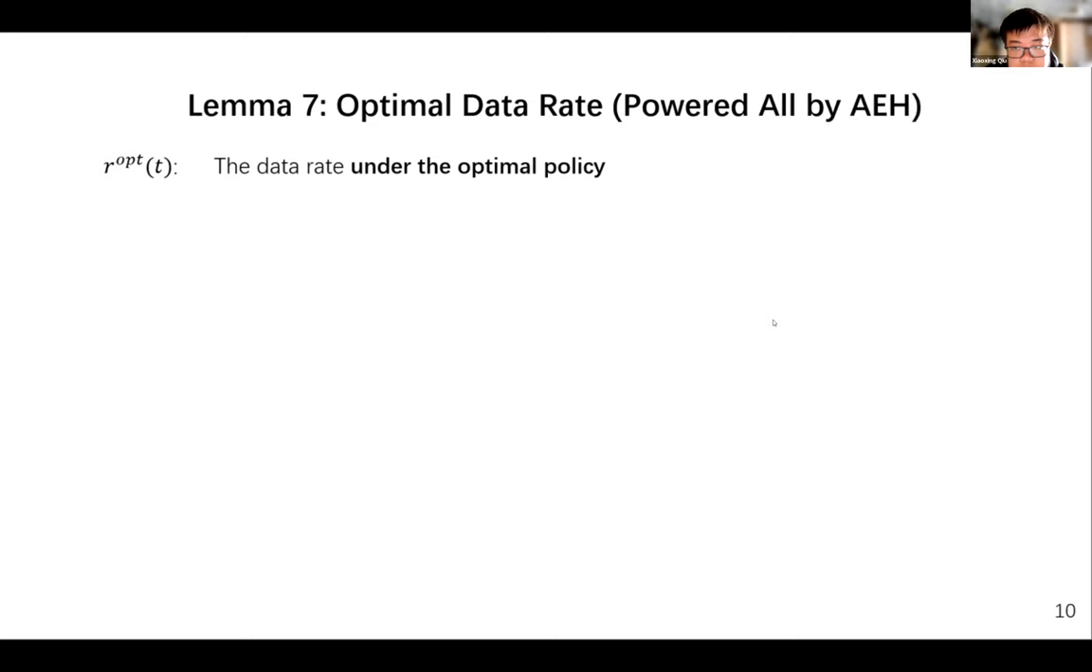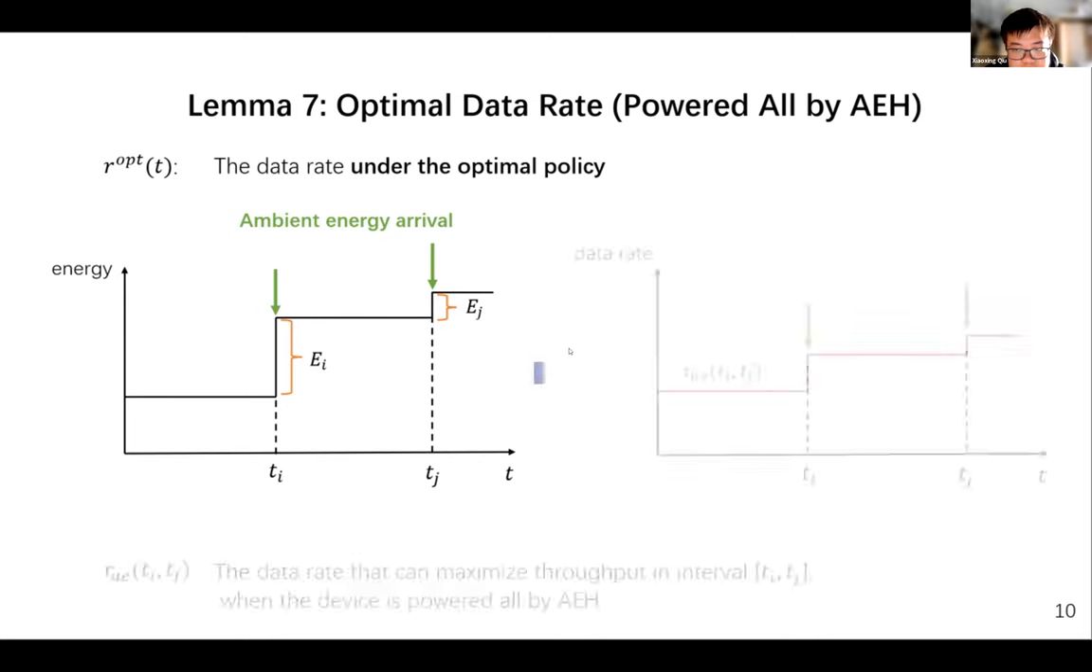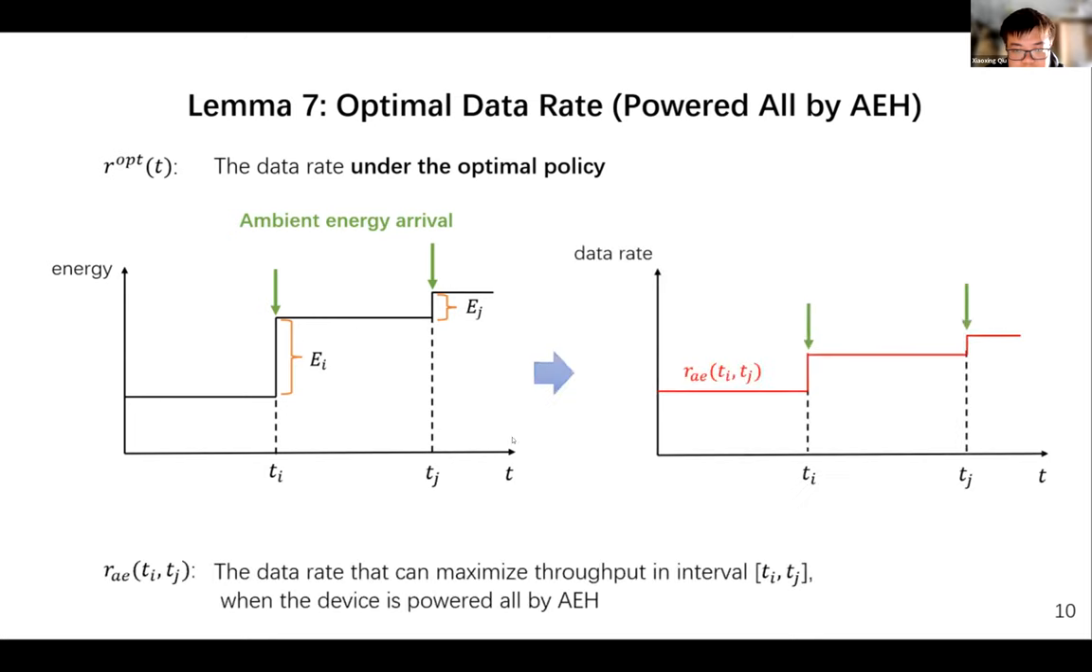While lemma 6 focuses on the case when ambient energy is absent, lemma 7 discusses the case when ambient energy is sufficient. Ti and Tj are the ambient energy arrival times. Let RAE represent the data rate that can maximize throughput in the interval Ti to Tj when the device is powered only by ambient energy harvesting. This can be easily calculated by the equation.